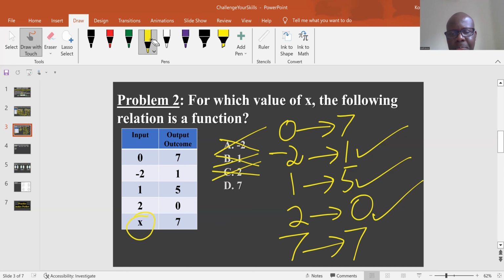So you have to understand this. The keynote says for every input, we have only one output. So here 7 is output. Yes, we have 7 having 2 different inputs. It's not a big deal. But do you have any input here related to 2 different outputs? No. Okay, therefore, the correct choice here is D, which is 7.